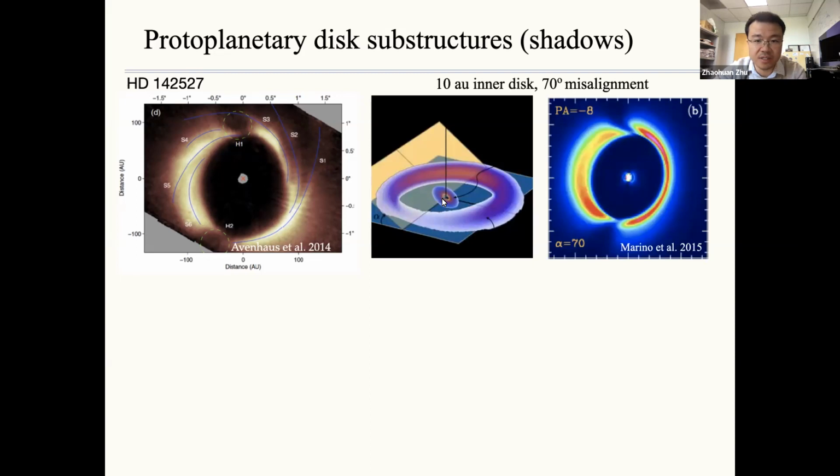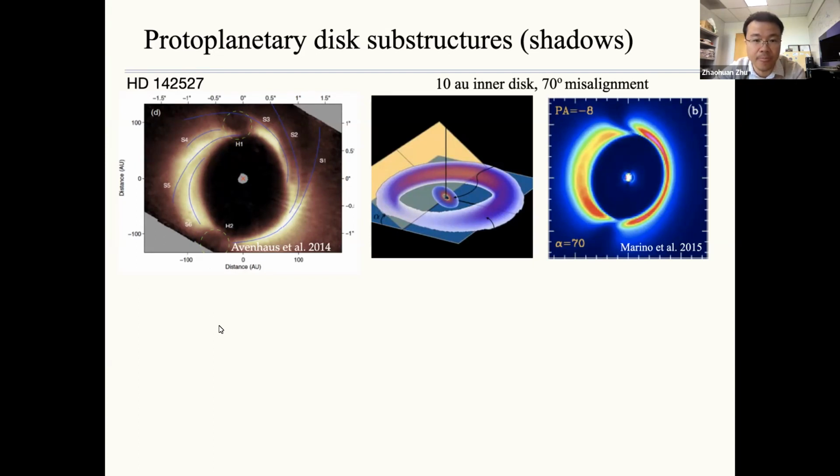So the inner disk casts a shadow. The inner disk blocks the central star at the node position and casts a shadow on the outer disk. The width and the shape of this shadow sensitively depend on the inner disk geometry and the inner disk thickness. So by studying these shadows, we could constrain the inner disk size and the inner disk misalignment angle. In my talk, I'll mostly focus on these spirals and these shadows because these are most prominently seen in near infrared and optical.